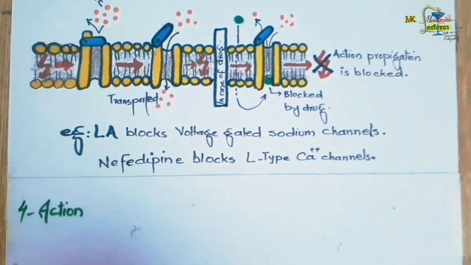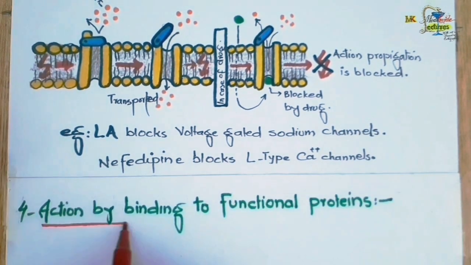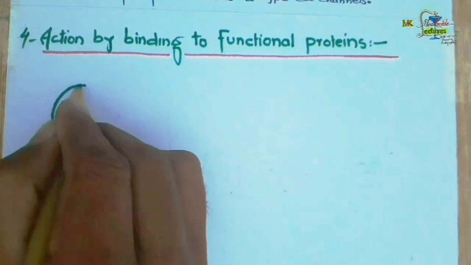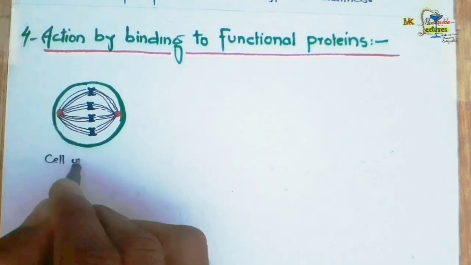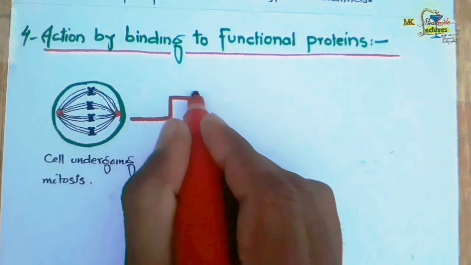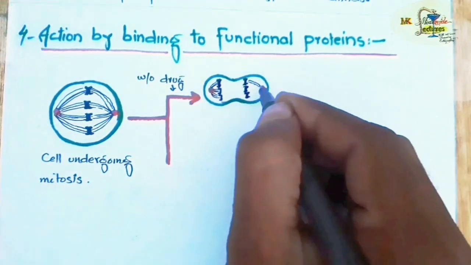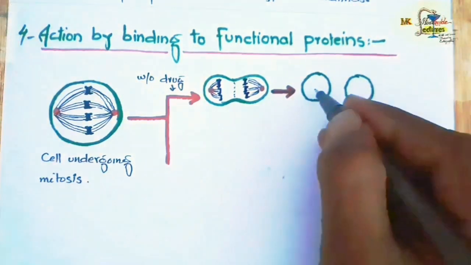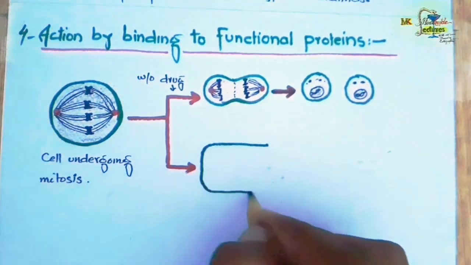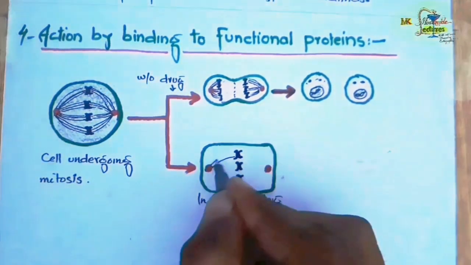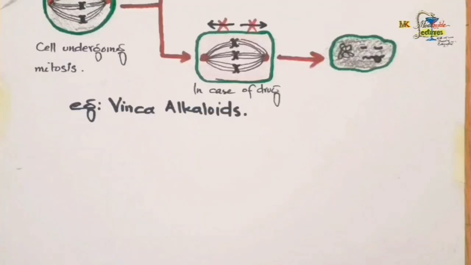After that, we have drugs which act by binding to functional proteins of the cells. For example, vinca alkaloids like vincristine and vinblastine, which act by binding to microtubules during mitosis, and make the cell unable to divide into two, and the cell eventually dies. And thus, these drugs are useful in cancer treatment.